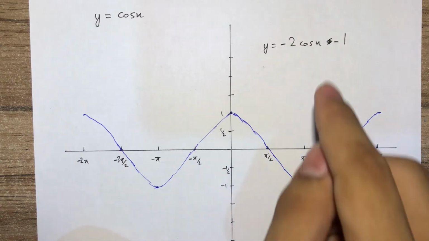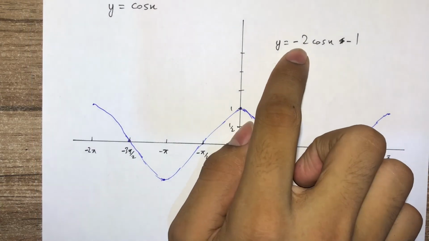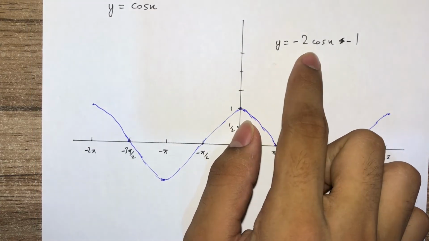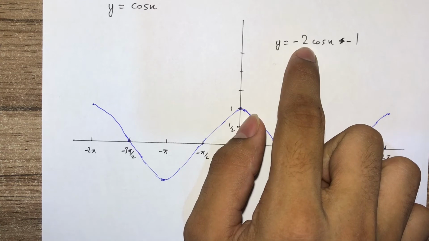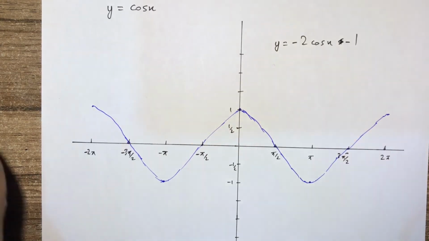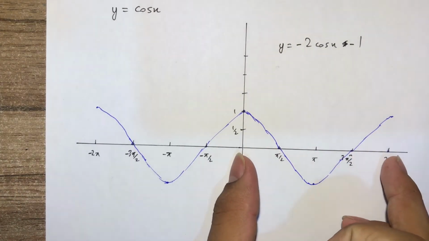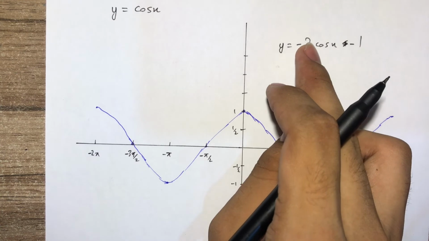So what's happening over here is that there is a reflection, a vertical reflection. There is a vertical stretch of stretch factor 2, and then there is a translation of 1 unit downwards. So first I'll perform that. I'm working from 0 till 2 pi only. I'm ignoring this part. So first I'll apply the reflection.